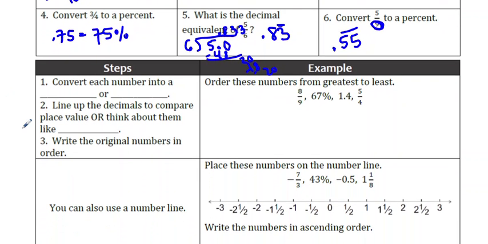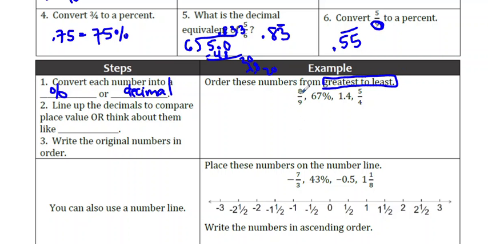All right, some steps. If you're going to order, convert each number into, usually we do a percent or a decimal, because they're the easiest to compare. If you're doing decimals, line up the decimals to compare place value, or think about them like they are whole numbers. Write the original numbers in order. So first thing, greatest to least. The biggest goes first, smallest goes last.